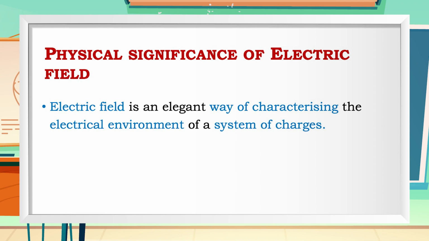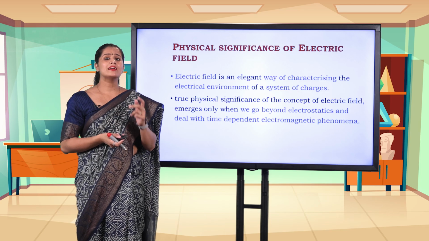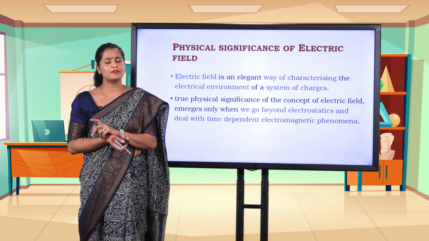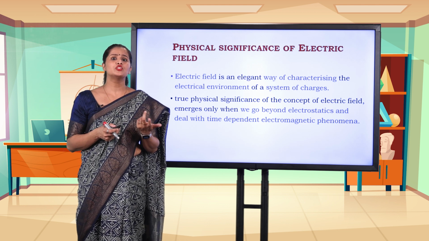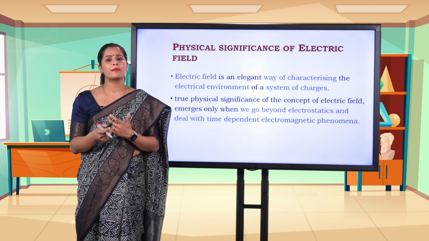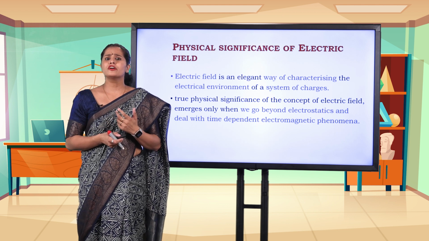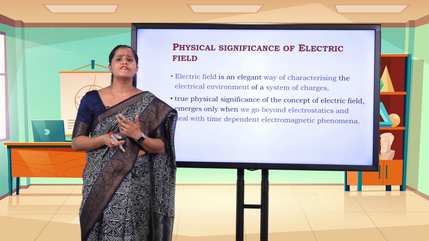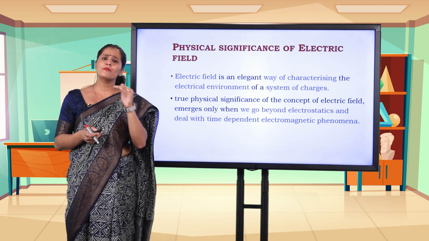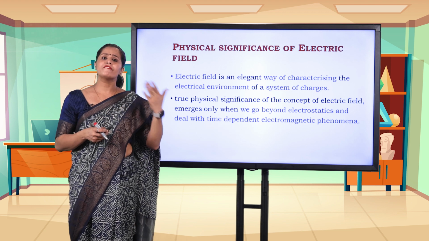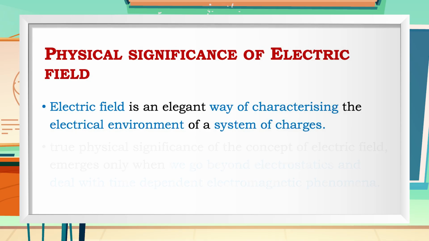Electric field is an elegant way of characterizing the electrical environment of a system of charges. Electric field is the characteristic of the system of charges and is independent of the test charge that you place at a point to determine the field. The term field in physics generally refers to a quantity that is defined at every point in space and may vary from point to point.